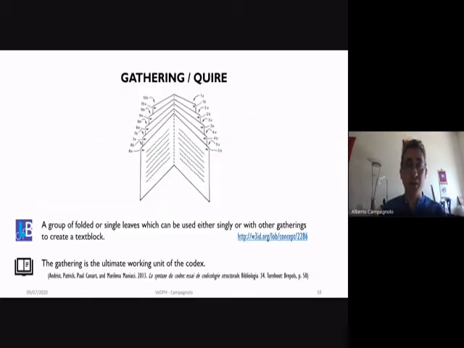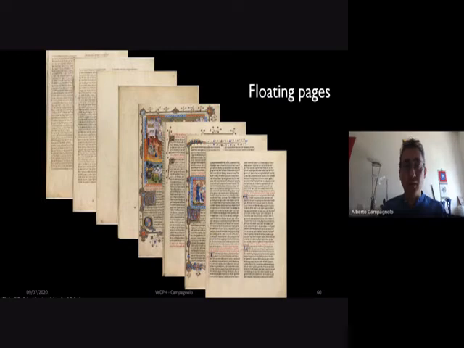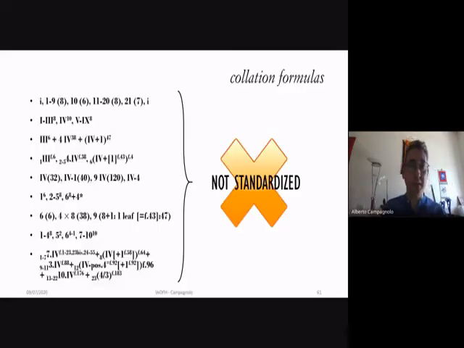Let's take the example of the gathering structures. As we said, the gathering is the ultimate working unit of the object. And when we digitize, we get these floating pages where we don't know which page is conjoined to the other in order to build up the bifolio. Now, traditionally, all this is described through collation formulas. And for manuscript studies, there is no standard that allows us to say, this is how you describe collation formulas.